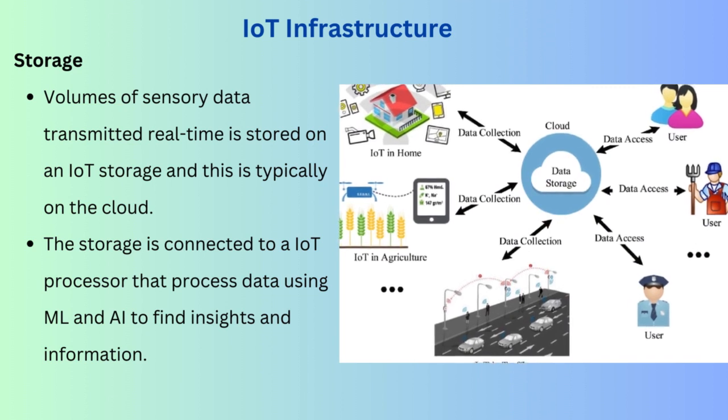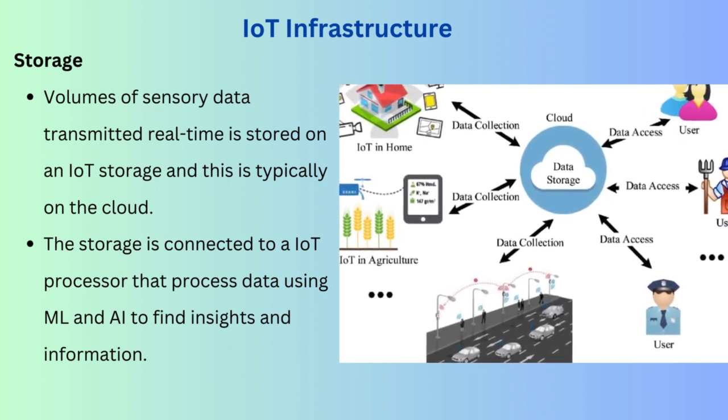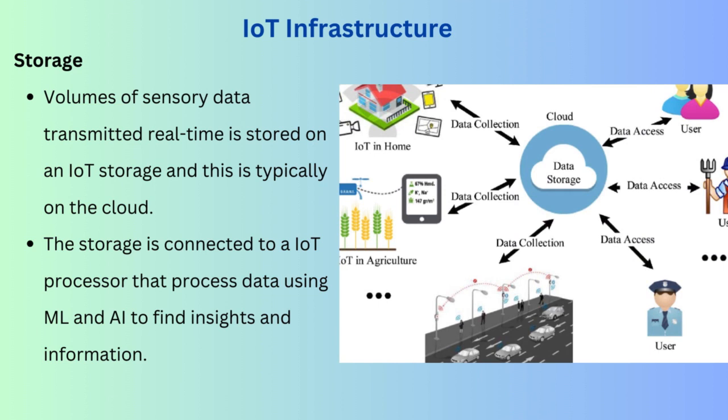The fourth and last IoT infrastructure component is the storage. So what is IoT storage? It is storing the data across the Internet of Things. Volumes of sensory data transmitted in real time are stored in an IoT storage, and this is typically on the cloud. The storage is connected to an IoT processor that processes data using machine learning and AI to find insights and information. These insights may trigger actions and responses back to the embedded systems or inform the GUI software that humans interact with.